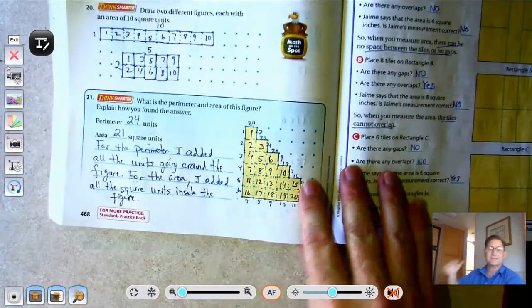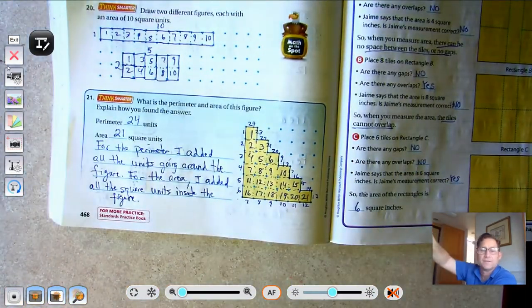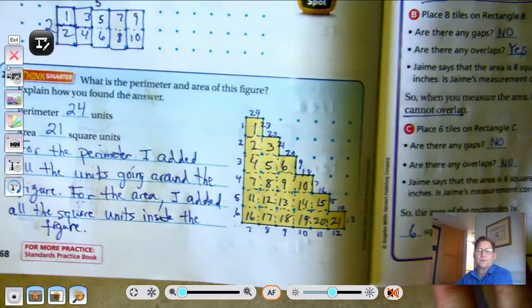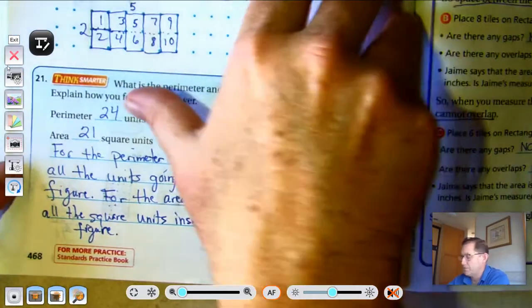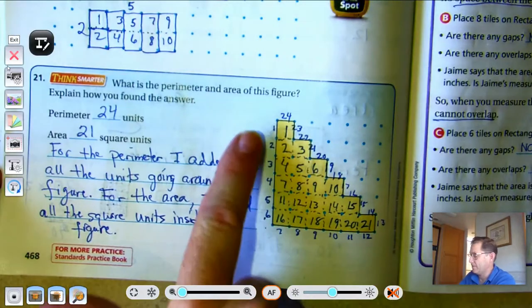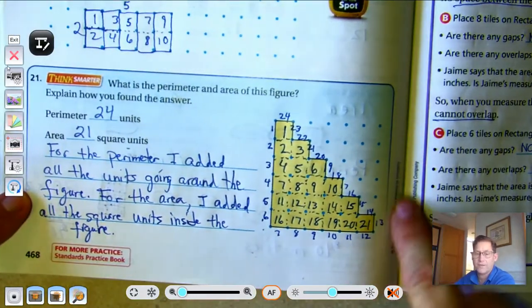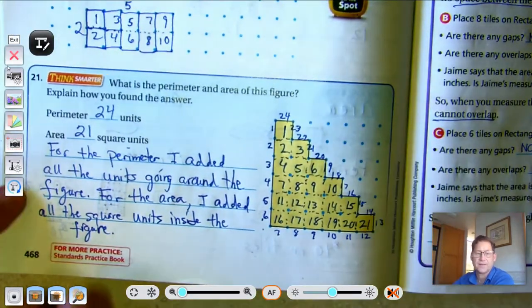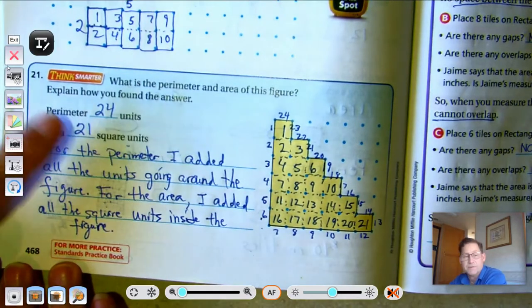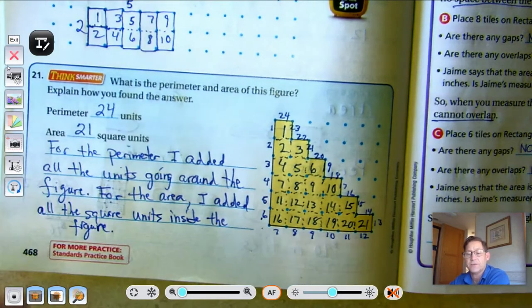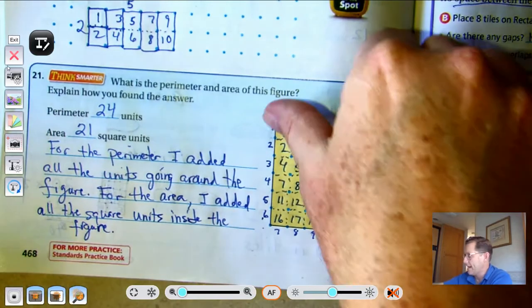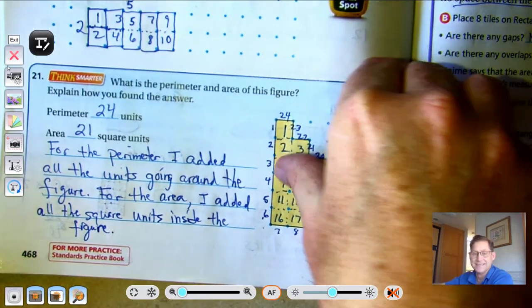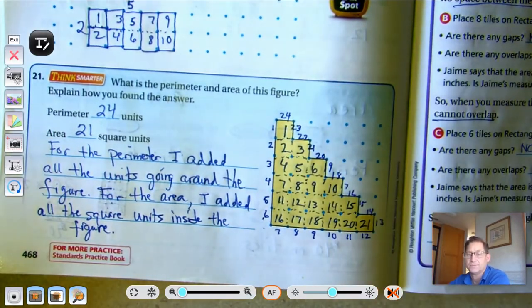Okay, so again, let's look at the explanation. So, we came up with a perimeter of 24 units by counting all the way around the outside of our shape. For the area, we came up with 21 square units. How did we get the 21 square units? We added all the squares on the inside of the figure, and we came up with 21.